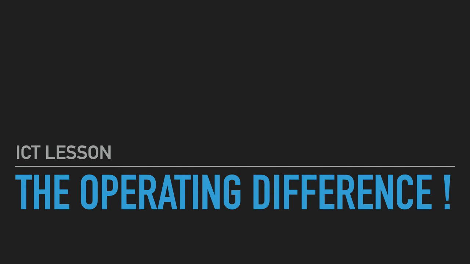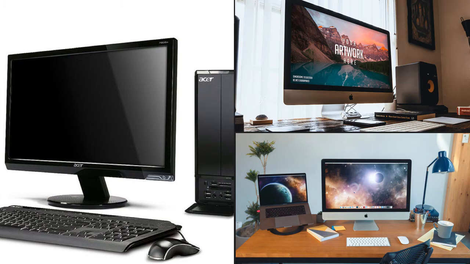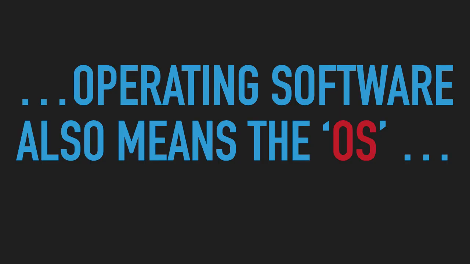Okay, this is a P3 lesson and I am titling it The Operating Difference. Here's a picture of some computers. You will notice on one side is the PC computer, the black one right there. And then on the other side, yes, those are the Apple computers. At the bottom, you can see there is a big desktop computer, and on the side, there is the Mac Air. Okay, now, operating software also means the OS.